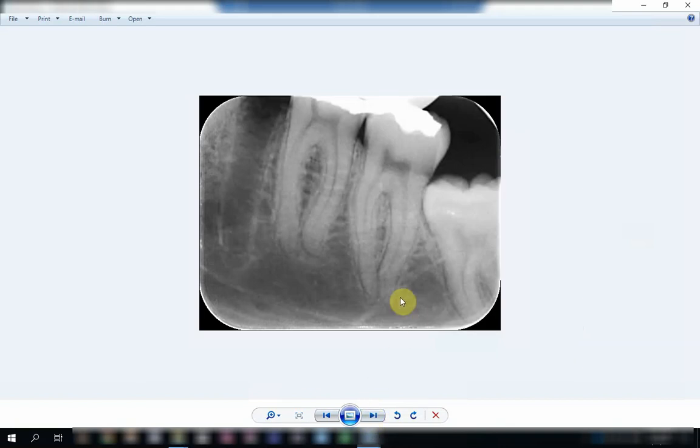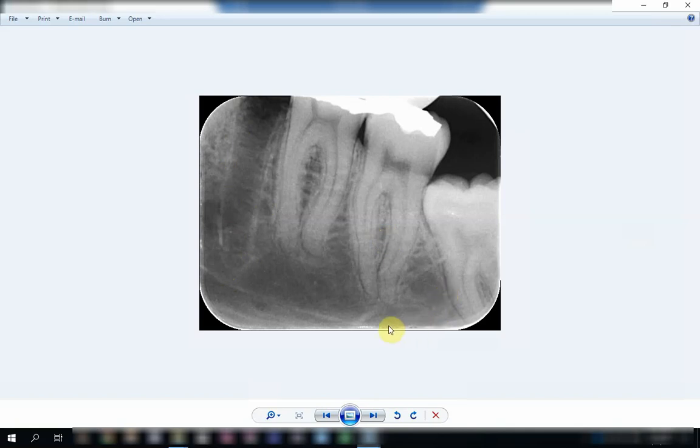Another case over here. This is an extracted lower 5. You can see that the extraction site is recent. Our reference is the presence of lamina dura. When the tooth is extracted, there is no more PDL, by the way. What you see is the socket of the tooth, which is composed of the compact bone that surrounds all around the root.